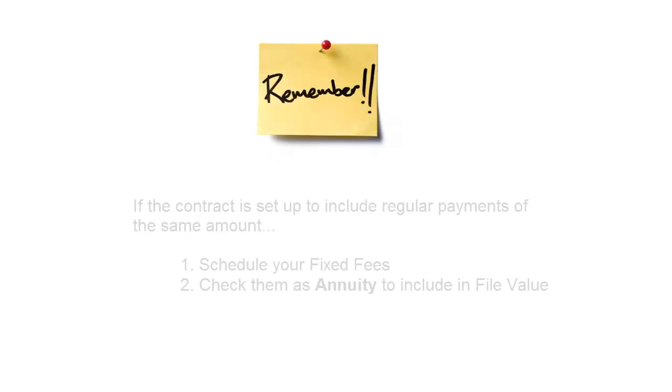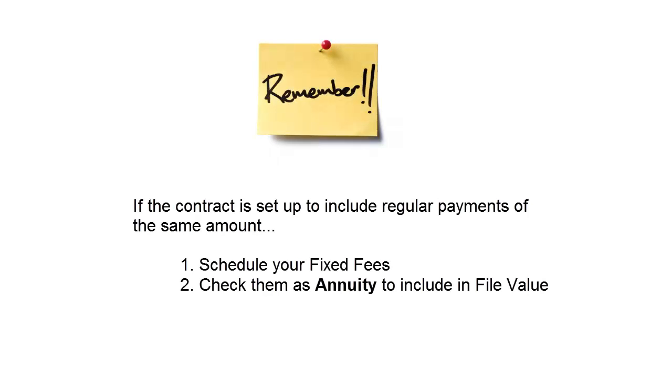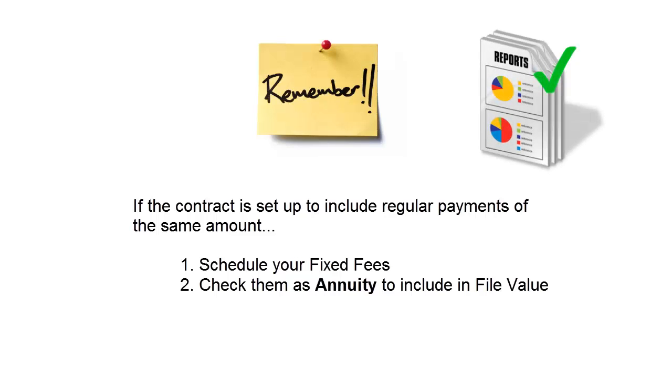Just to recap, it is important that if the contract is set up to include regular payments of the same amount, you should 1. Schedule your fixed fees and not enter each individually, and 2. Check them as annuity. If the annuity checkbox is not checked, they will not be included in the file value amount. There will be a lot of compliance reporting for the next few months to ensure that these engagements, fixed fees, and projects are being set up correctly.